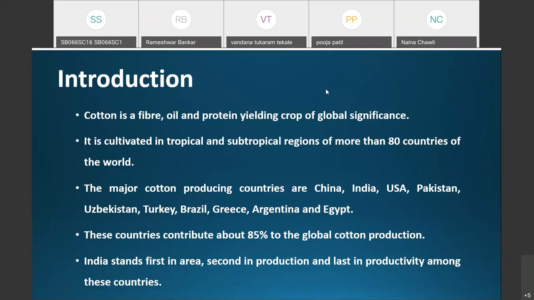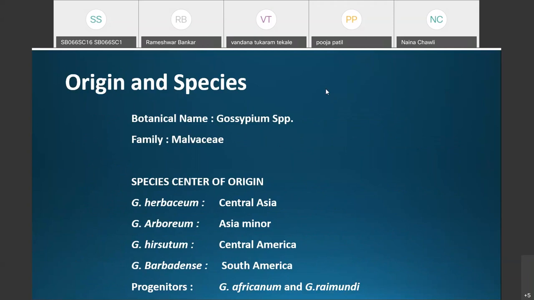Then here you can see the origin and the species. The botanical name of the cotton plant is Gossypium species. I have written only the genus name because there are four species which are used for the commercial cultivation of the cotton plant. It belongs to the family Malvaceae.